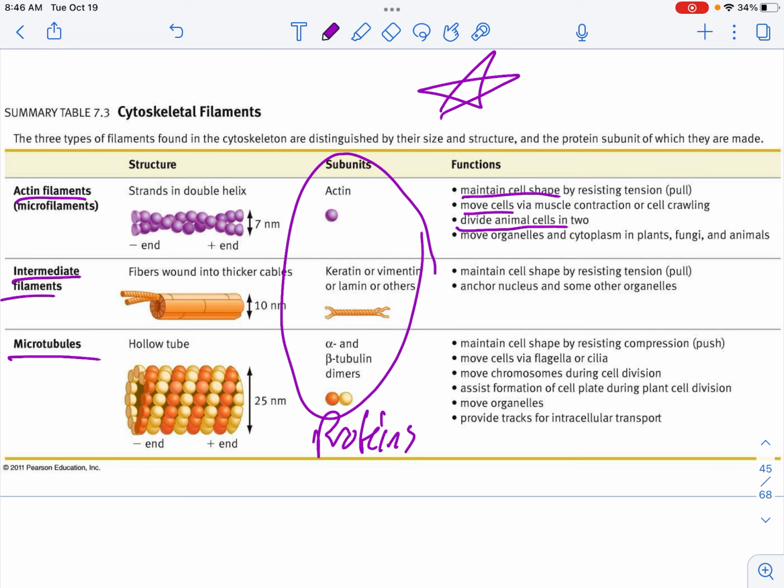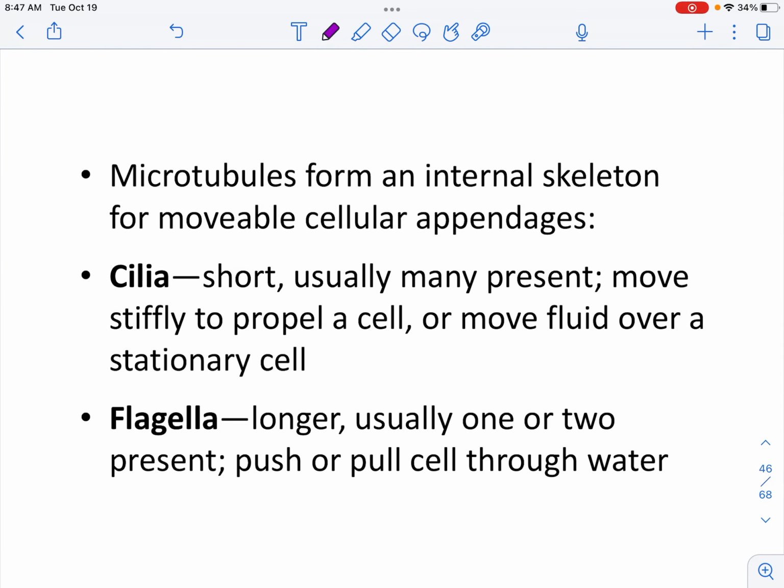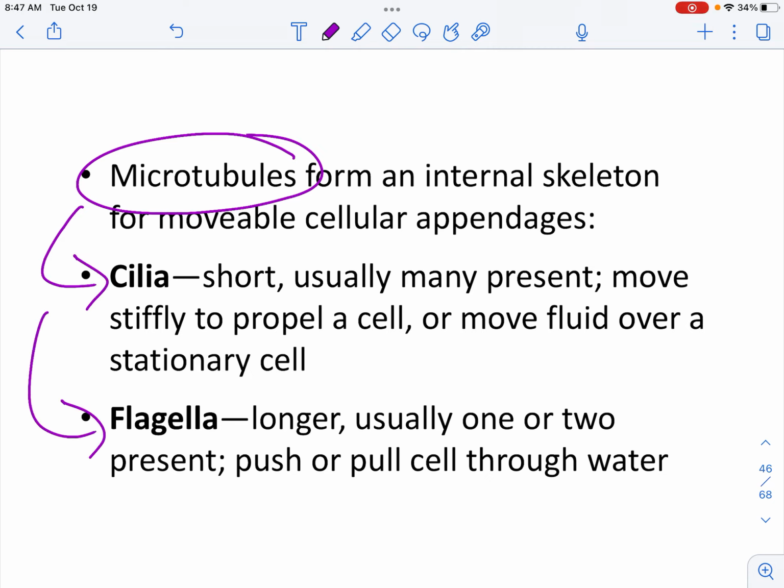Intermediate filaments are all about maintaining and anchoring, okay? And then microtubules can move chromosomes, I would know that, and also organelles by those motor proteins. Those are the things that I would know on this slide as far as cytoskeletons go. Microtubules also allow cells to move cilia and flagella.